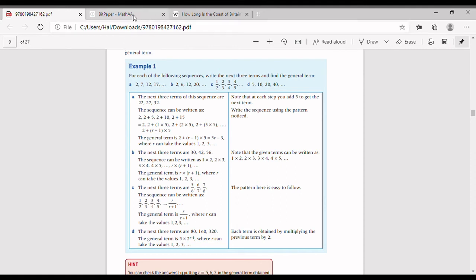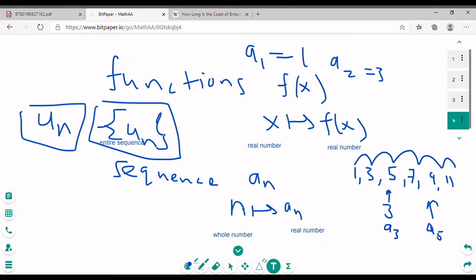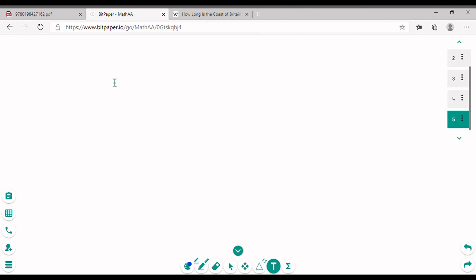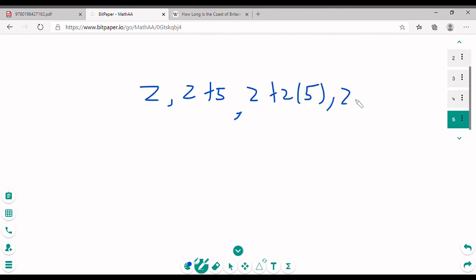So how do you write that? Well, this is something we'll use a lot throughout the semester. The first number was 2. And again, you don't have to watch this if you feel confident. And the next one was 2 plus 5. And the next one is 2 plus 2 times 5, because you're adding 5 twice. And the next one is 2 plus 3 times 5.